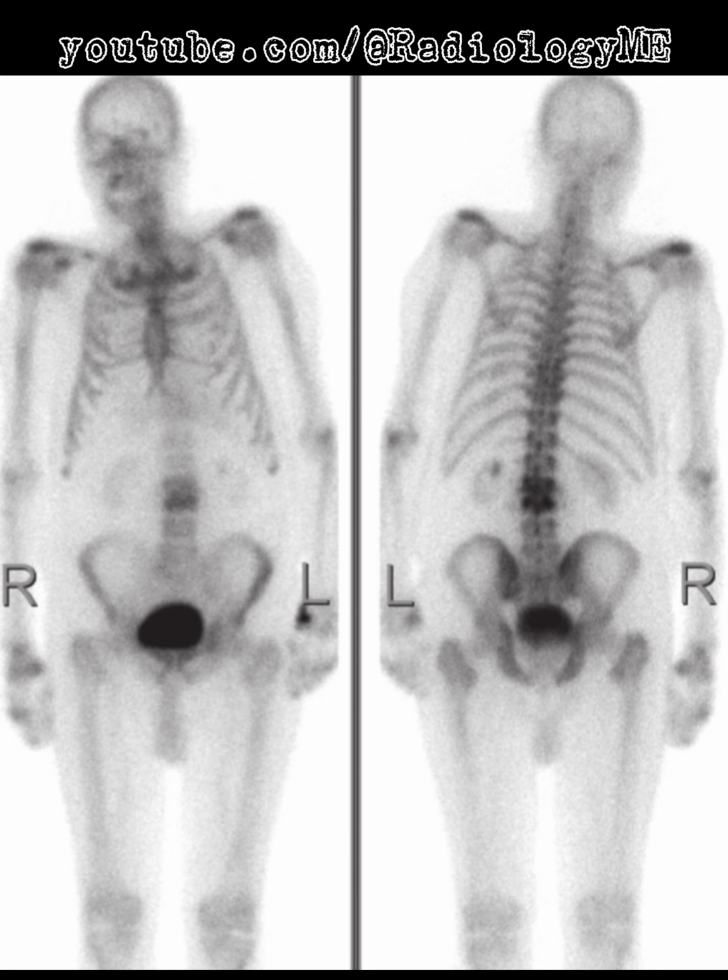Given the focus of uptake at L2 and L3, my immediate thoughts go to conditions that primarily affect the spine. In a case like this, I would consider metastatic disease if there's a known primary malignancy. However, if the patient presents with back pain and perhaps pyrexia of unknown origin, discitis jumps to the top of my differential, especially in elderly patients.